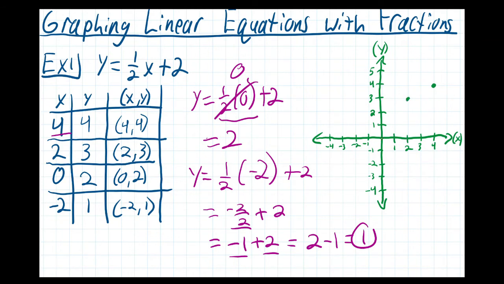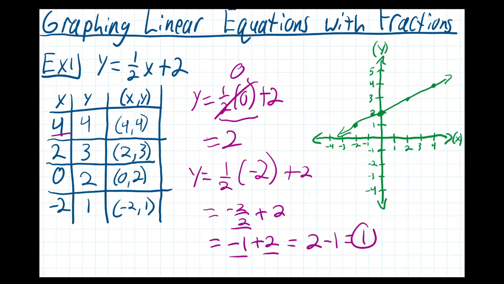For the point 0, 2, when x is 0, that means we're moving right along our y-axis here. So we're staying at x equals 0 and going up to when y is equal to 2, plotting our point there. And then last but not least, negative 2, 1 means we're going over to negative 2 and up 1. And now we're just connecting our dots and drawing our line just like that.